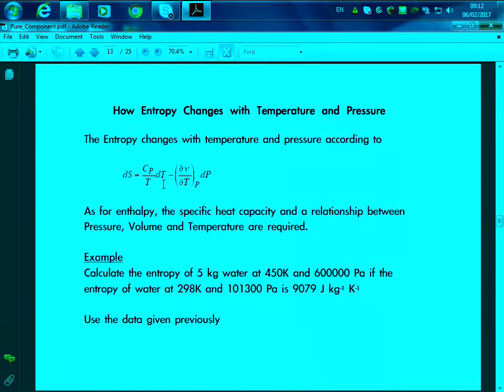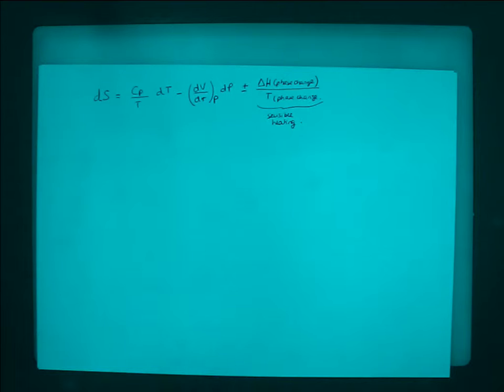So what will be the entropy of water at those conditions? We're changing from atmospheric pressure as well as temperature, and we are going to a higher temperature and higher pressure. So what would you do to solve this problem? At this point, you should be able to solve it.